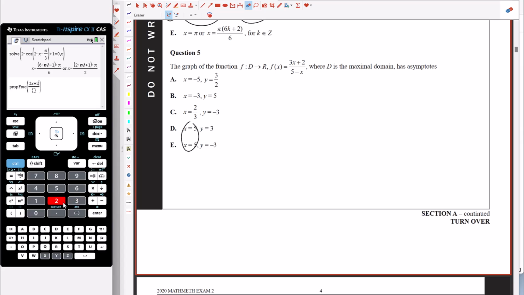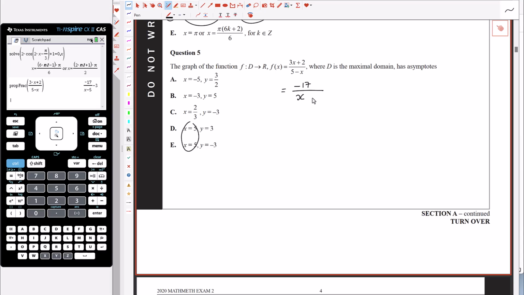I'll show you what I mean. 3x plus 2 over 5 minus x. That is a proper fraction. So what we find here is that a proper fraction is quite a useful thing, and similarly, common denominator to put that fraction back together. So there are fraction tools both in the number and algebra menus.